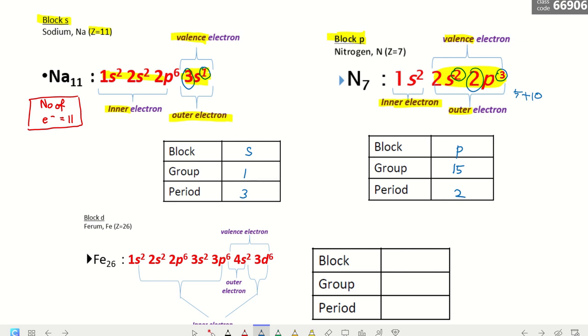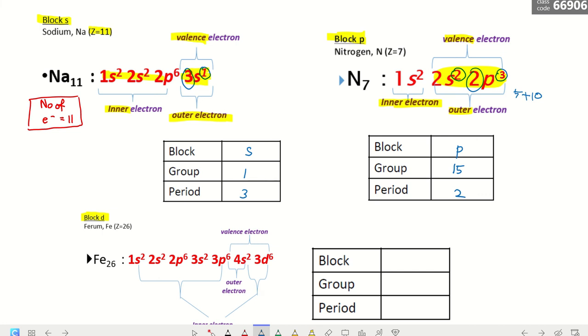Okay, and then the next example adalah untuk D block element. So we have ferrum. Ini adalah transition metal. So ferrum have 26 proton number, which means it contains 26 electrons. So first we must write down the electronic configuration: 1s2, 2s2, 2p6, 3s2, 3p6, 4s2, 3d6.